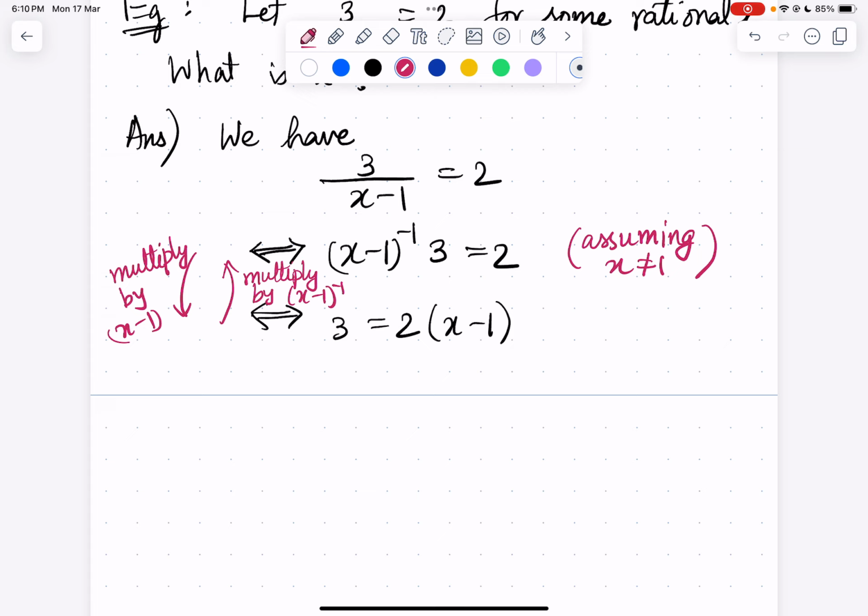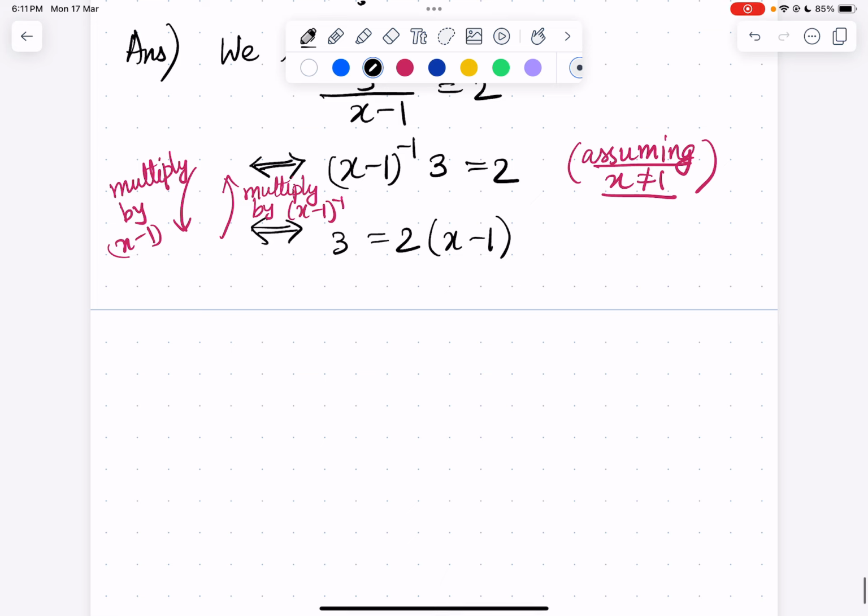If you are given 3 equals 2 times (x minus 1), assuming x is not equal to 1, we can multiply by the multiplicative inverse of x minus 1 to get the above equation, the multiplicative inverse of (x minus 1) times 3 equals 2. And if we are given that, we can multiply by x minus 1 to get 3 equals 2 times (x minus 1). So we can go from one equation to another. Hence these equations are equivalent, assuming x is not equal to 1.